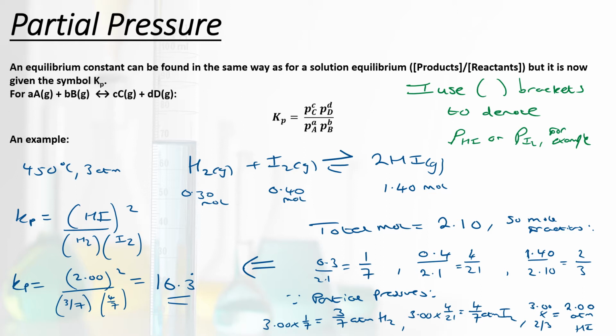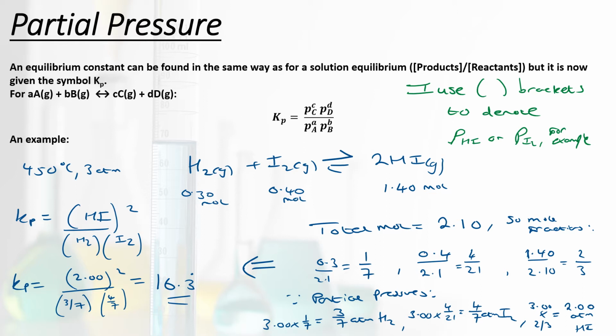Essentially, this time we've just got partial pressures. If we have a reaction of A plus B goes to C plus D, we have the partial pressure of C raised to the stoichiometric coefficient of C times the partial pressure of D raised to the power of D, over the partial pressure of A raised to the power of A times the partial pressure of B to the power of B. So it's still partial pressure of products over partial pressure of reactants, all raised to their stoichiometric coefficients.